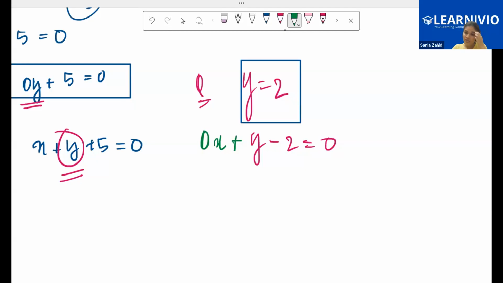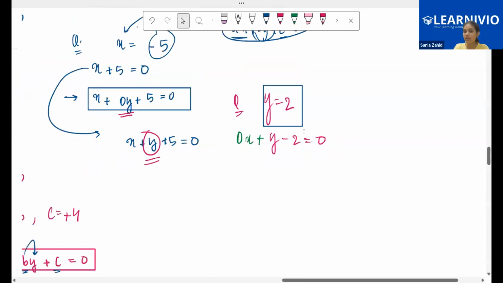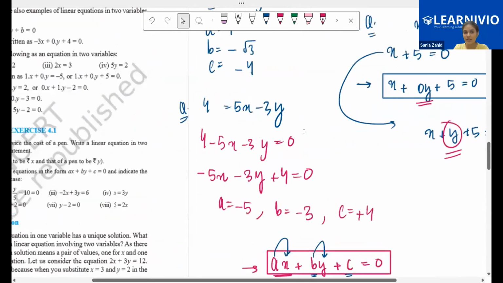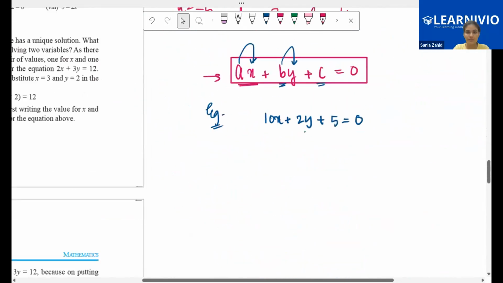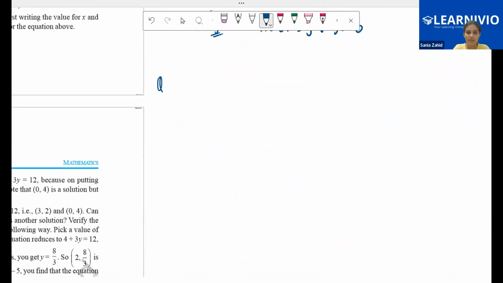Please tell me, children. Yes, ma'am. Okay. Now if I give you such questions, if I say my question is x is equal to minus 10, and I say you write it in two variables, how will you write it?